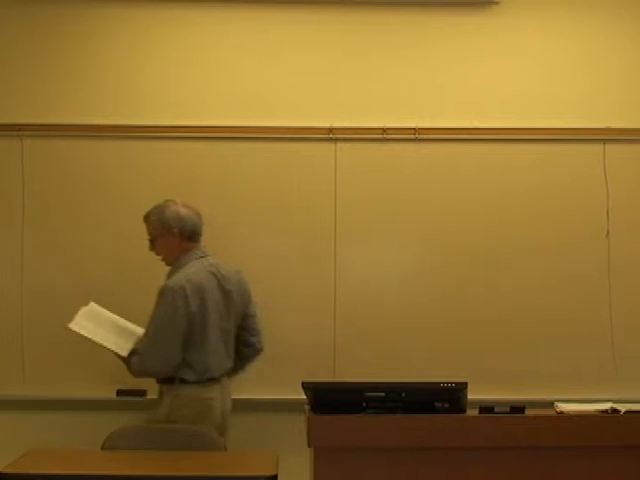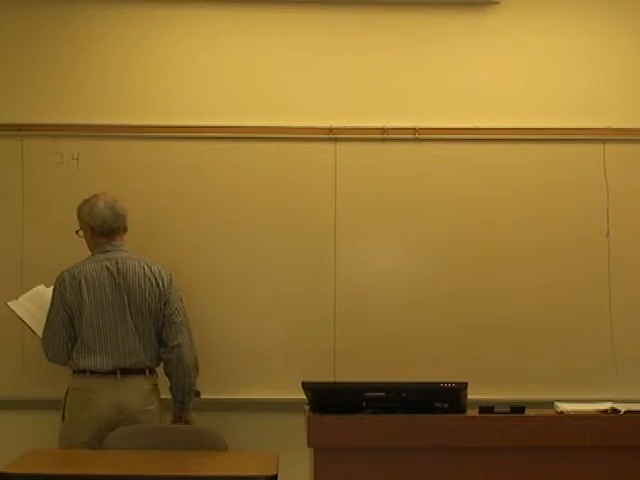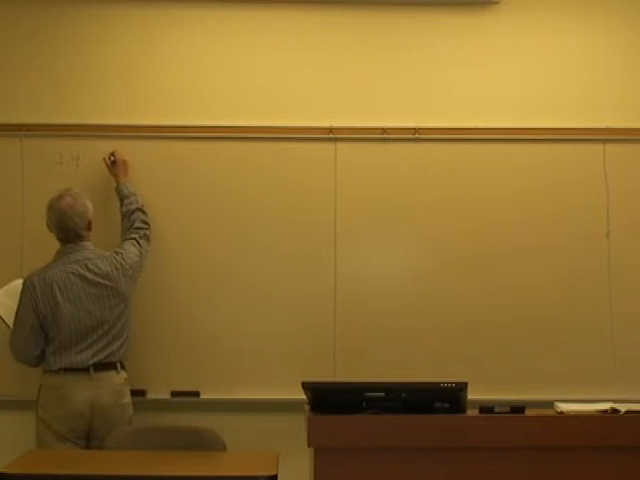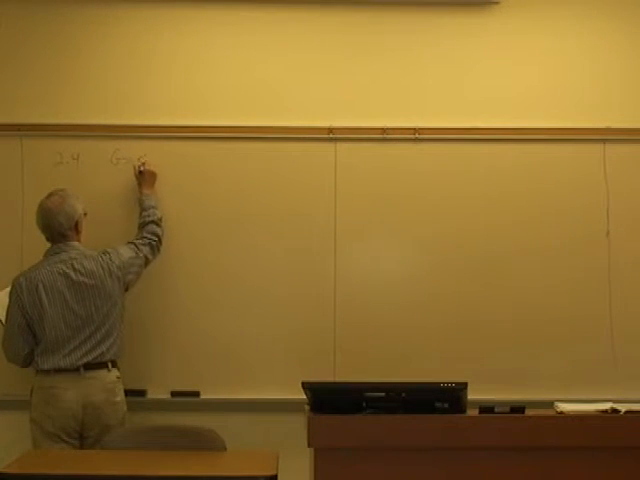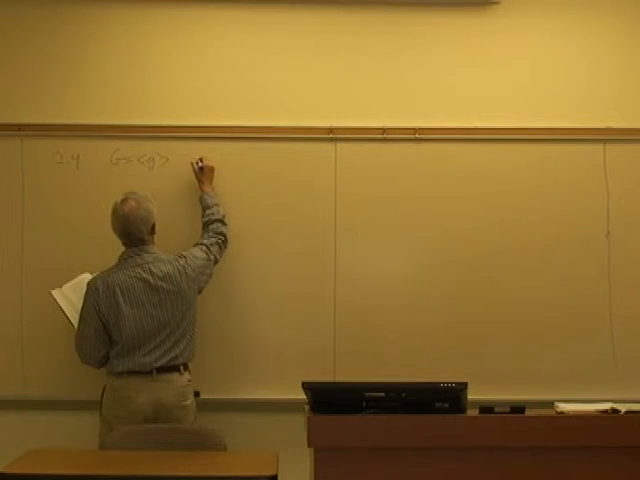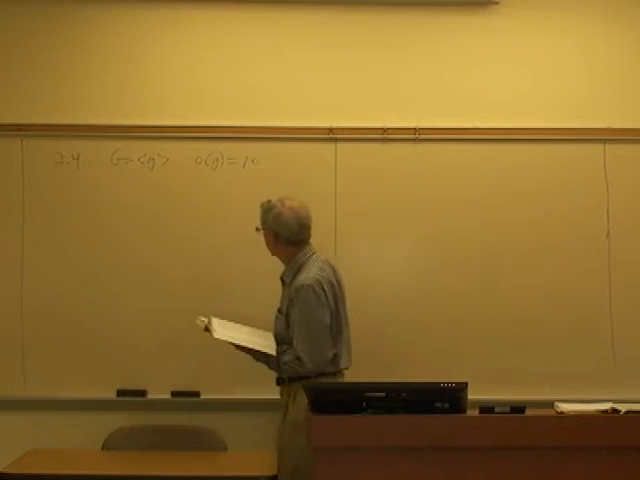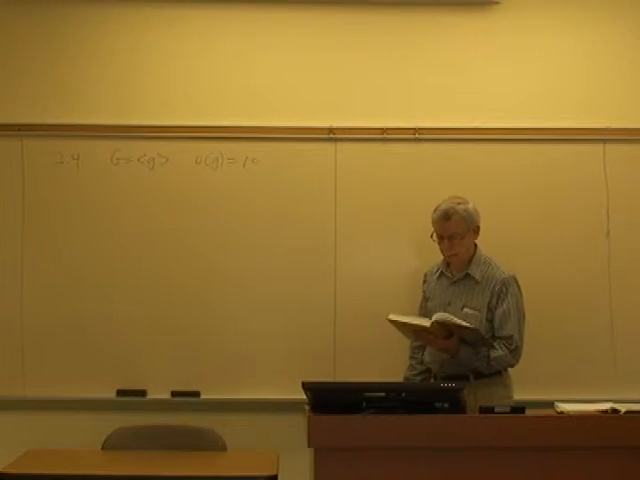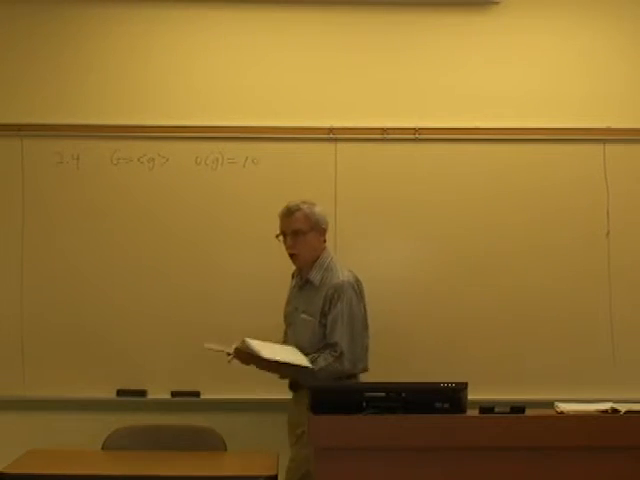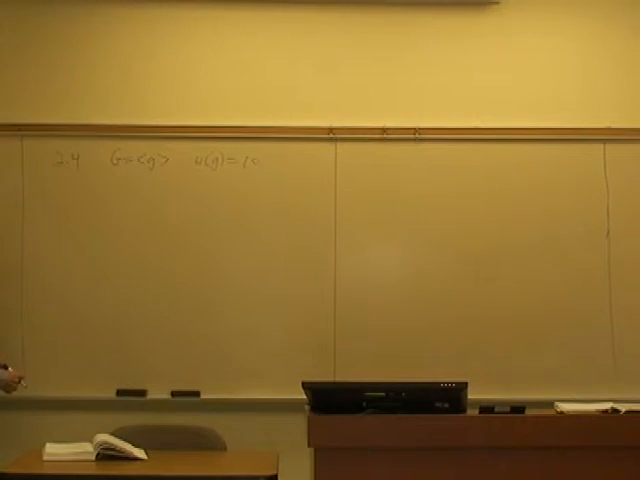See how we use this stuff. So let's start. This is section 2.4. Assume G is generated by g. And let's do this one. The order of G is 10. Find all the generators of G, all the other generators.